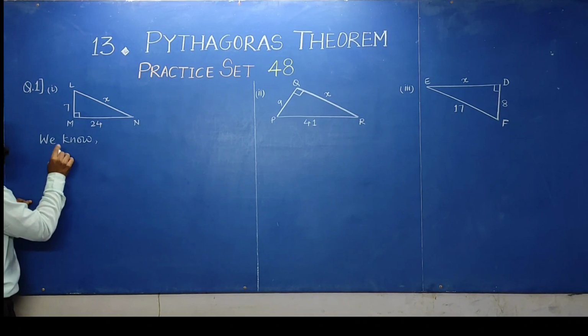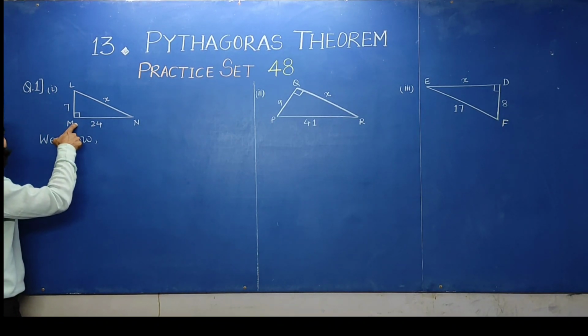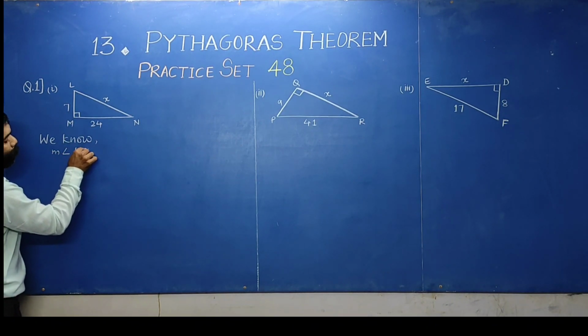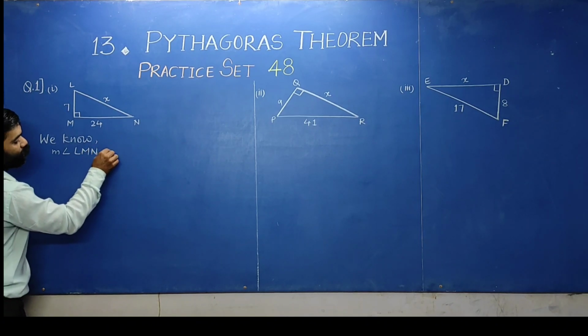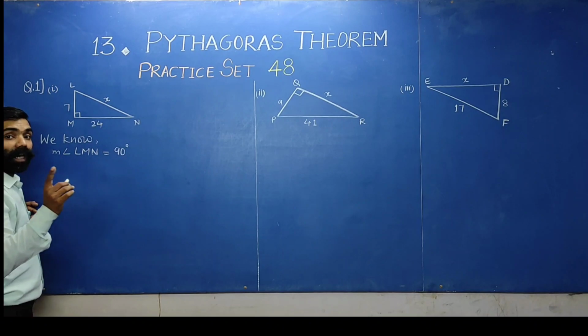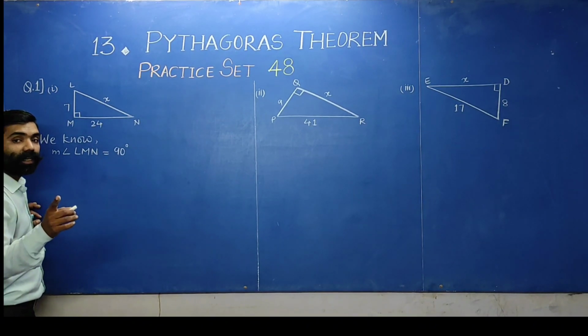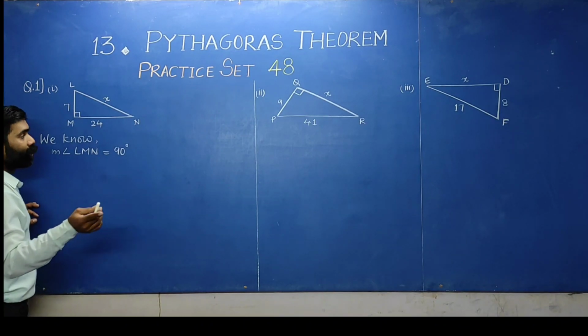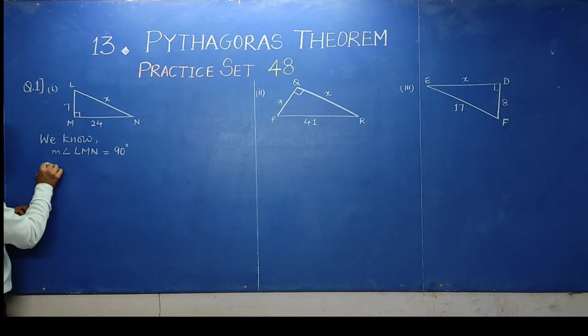Measure of angle M is given as 90 degrees. So measure of angle LMN is equal to 90 degrees. It has been given as 90 degrees. If the triangle has a 90 degree angle, then and only then can we use the Pythagoras theorem in it. Let's see how to do it.